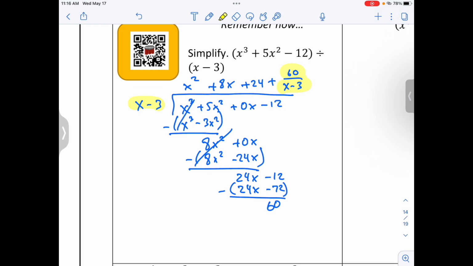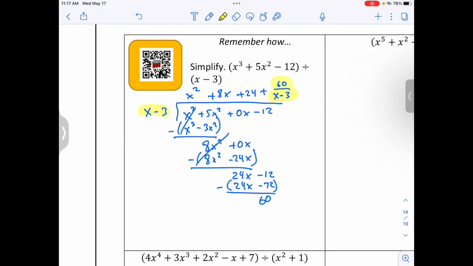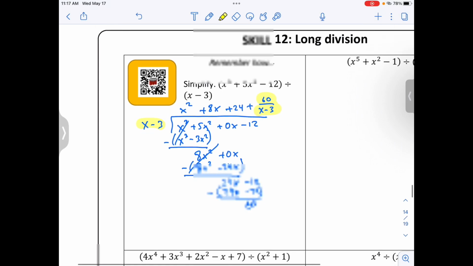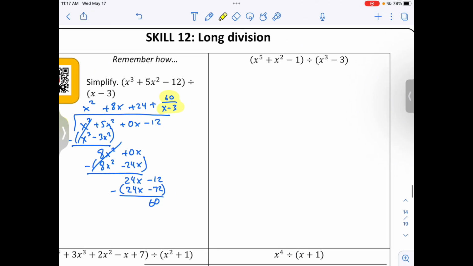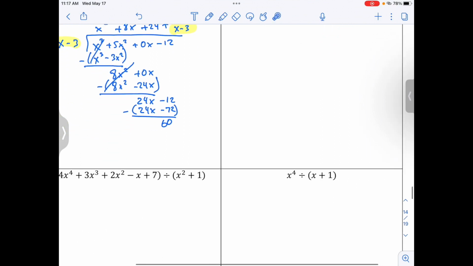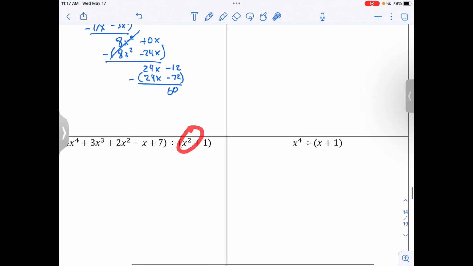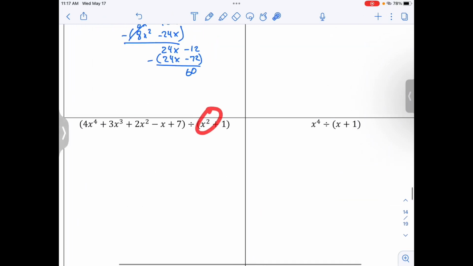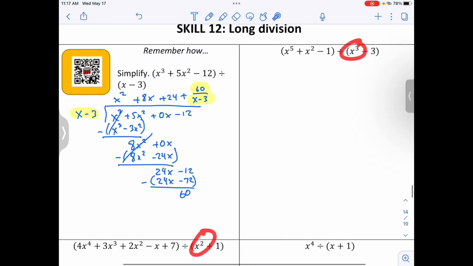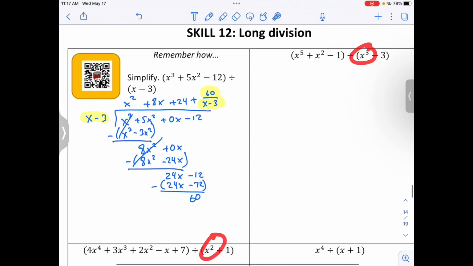So there you go. Maybe a skill that you're good at or you're not good at. On this particular skill 12, on the rest of the sheet, we're going to look at dividing by things that aren't just linear factors, x cubed, x squared. So a little bit of thinking there, maybe something you're not too familiar with, so practice this.